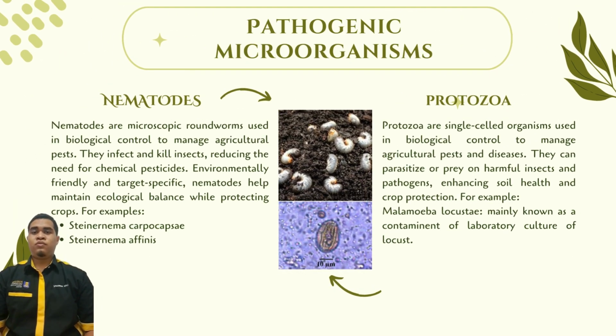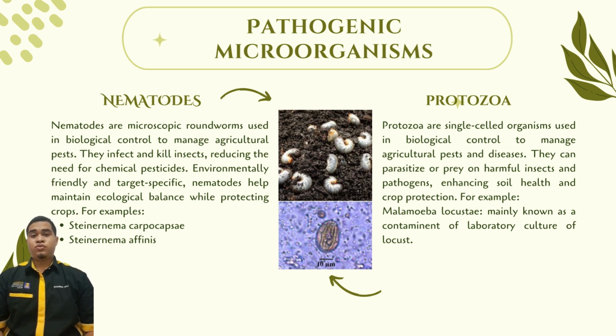Moving on, we have nematodes. Nematodes are microscopic roundworms used in biological control to manage agricultural pests. They infect and kill insects, reducing the need for chemical pesticides. They are environmentally friendly and target specific. Thus, nematodes help in maintaining ecological balance while protecting crops. Examples of nematodes are Steinernema carpocapsae and Steinernema affine.